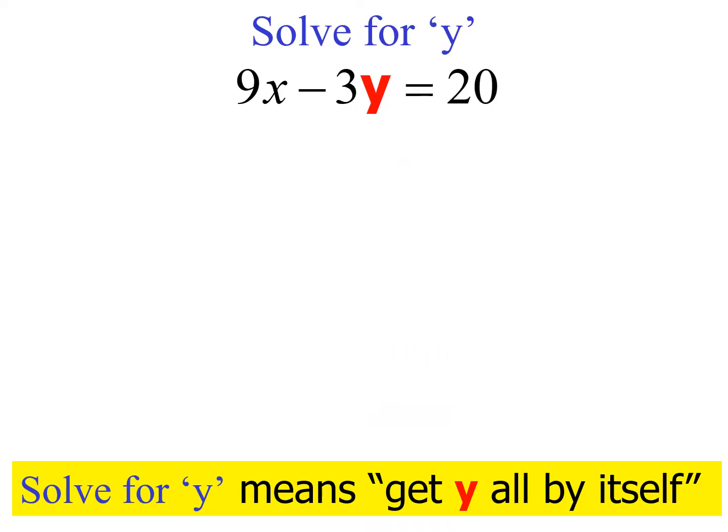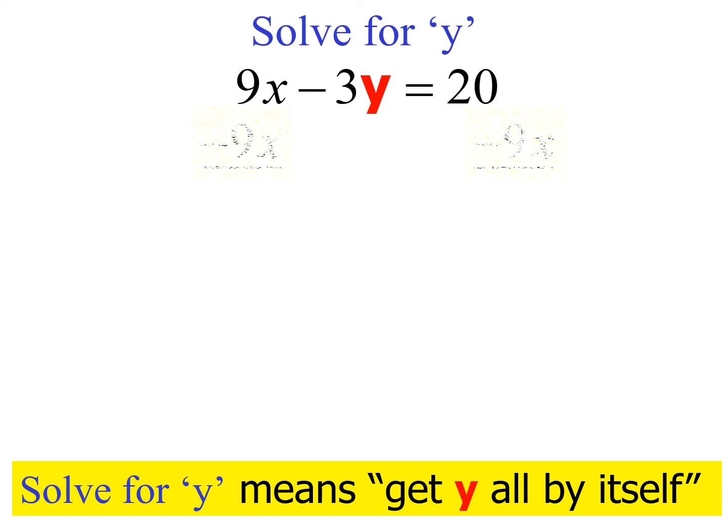Now let us have solving for y, which means get y all by itself. Not every equation has y alone on the left side, so when y is not alone, we need to solve for y. In here, 9x minus 3y equals 20.